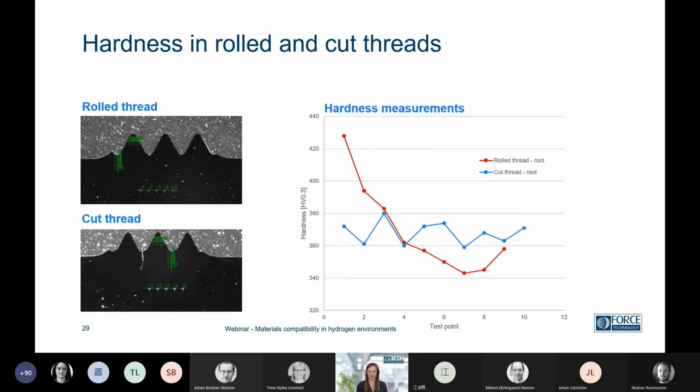This is just quickly to show a comparison between rolled and cut threads, showing surface hardnesses above 400 in the rolled deformed zone in the thread root, and the cut thread a bit lower, but still very high. It was 10.9 bolts, so about 360, 370 Vickers, much higher than allowable hardnesses in pipeline steels or welds or related issues.